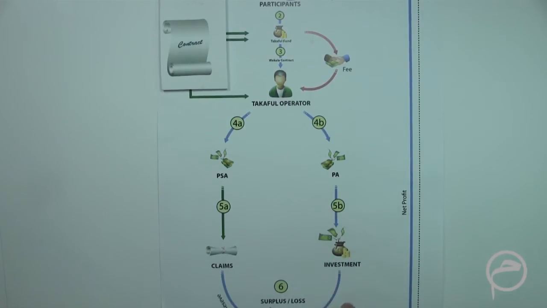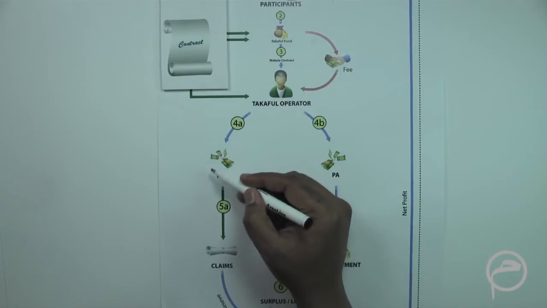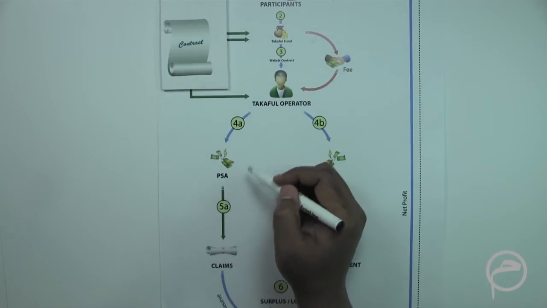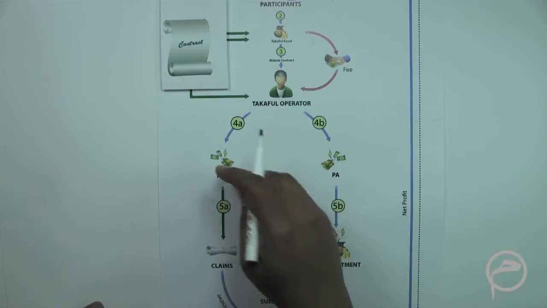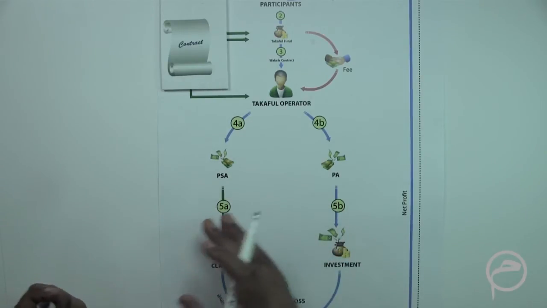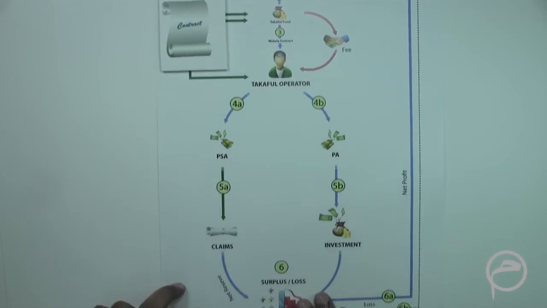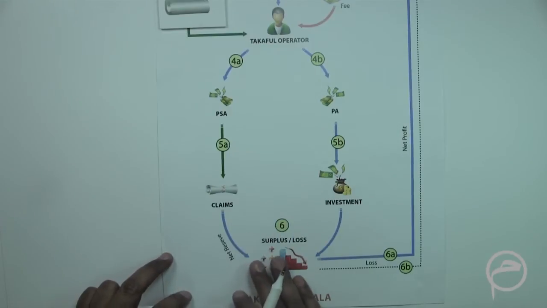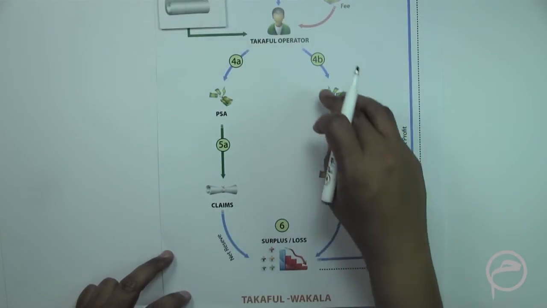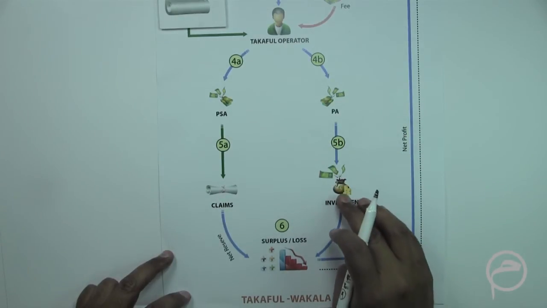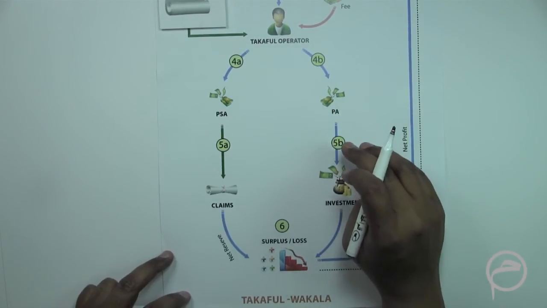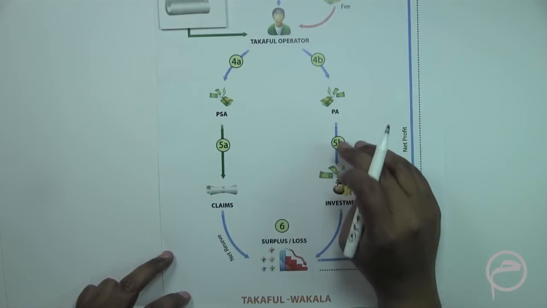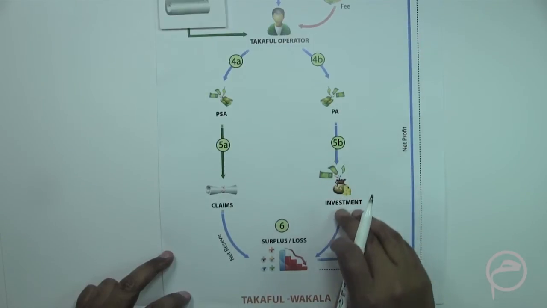Even in this model, what happens is that in the PSA, the total donation minus the claims minus operation expenses, whatever remains at the end of the Takaful term, goes to the surplus. From the PA, which is the participants account, which is used to make investments in Sharia compliant businesses, the total investment plus the profit minus the operation expenses, whatever remains goes into the surplus.